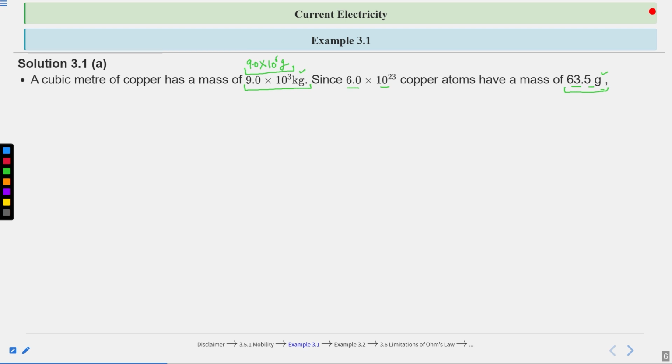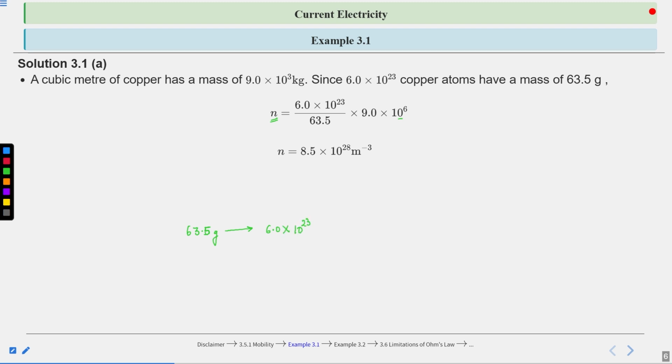Okay, so what we are going to do: n, the number density, is equal to 6.0 into 10 to the power 23 upon 63.5 into 9.0 into 10 to the power 6. How this came, I will explain. It is given that in 63.5 gram of copper, because 63.5 u is the atomic mass, if we take it as gram and molar mass, 63.5 gram of copper will have Avogadro number of atoms, meaning 6 into 10 to the power 23 copper atoms.